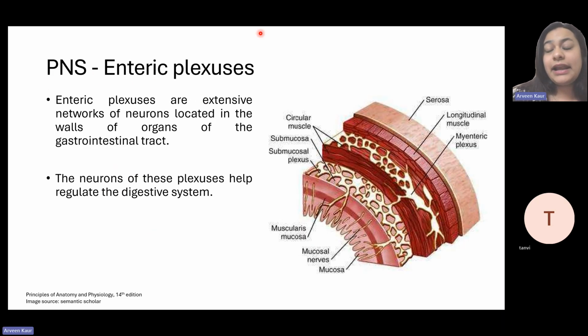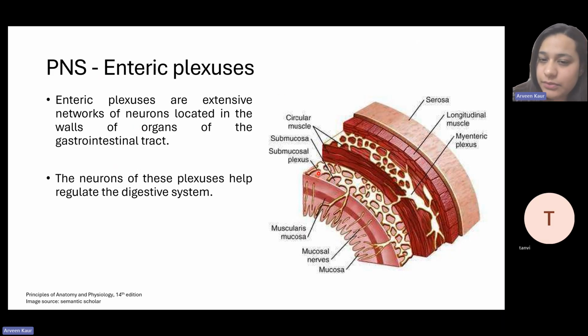Then there are enteric plexuses, which are also a part of the PNS. Enteric is a word that has something to do with the digestive system, right? So enteric plexuses basically stands for the nerves that are spanning the digestive system in some way. Enteric plexuses are an extensive network of neurons located in the walls of organs of the gastrointestinal tract, right? So that is what it is doing.